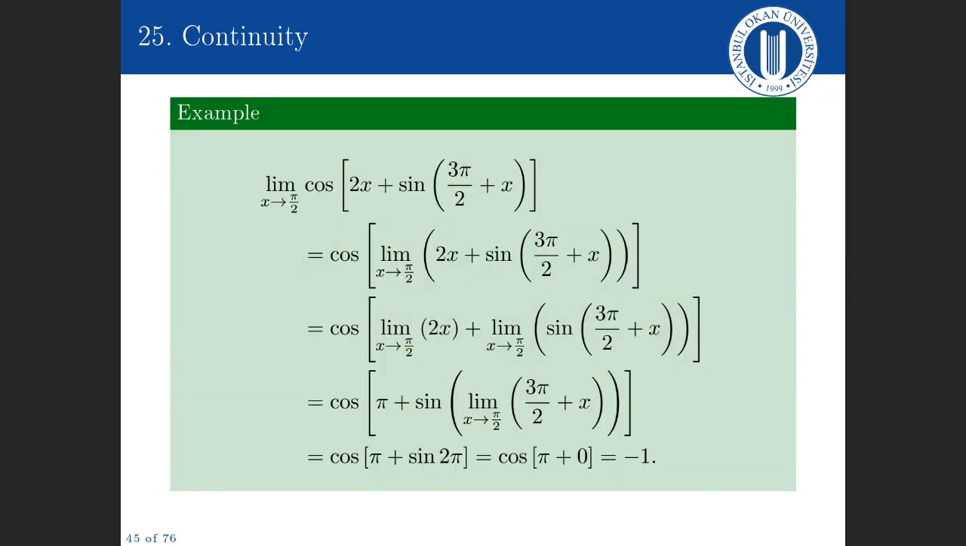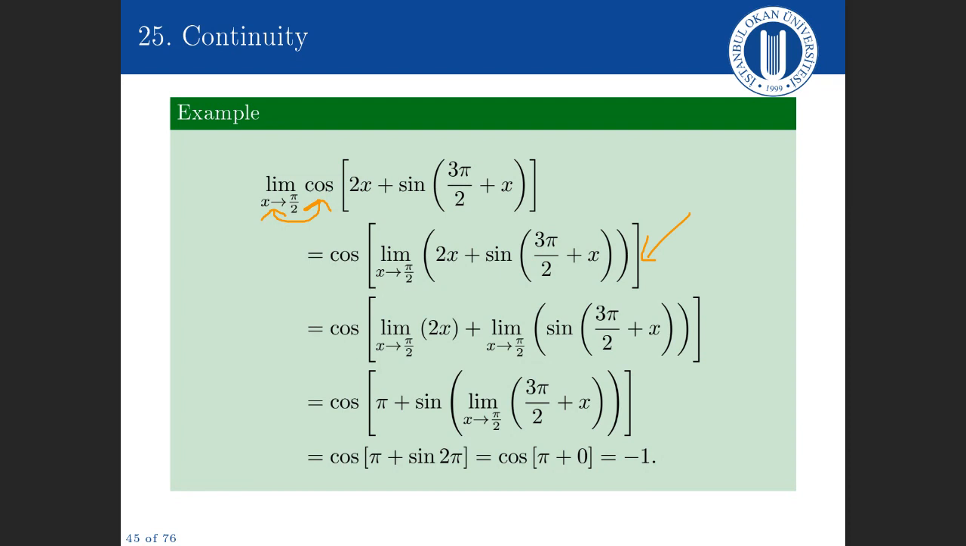And we can use that to calculate limits like this. I'm starting with the limit as x tends to pi over 2 of cos of something. But cos is a continuous function. Anytime we have a continuous function, we're allowed to swap the limit and the function. So instead of writing limit of cos, we could write cos of limit. So that gets us to here.